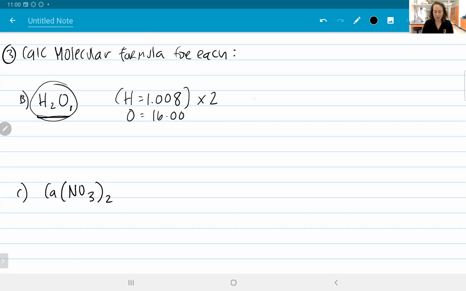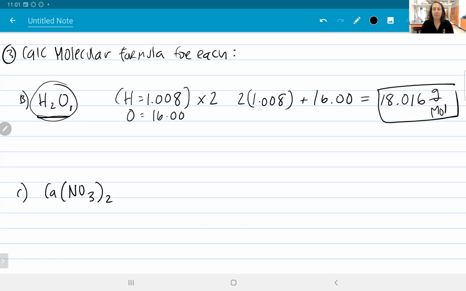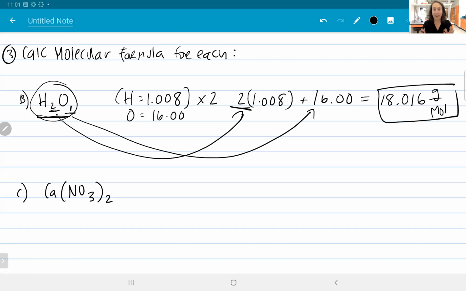So the formula mass would be 1.008 times 2, plus 16 from the oxygen, which equals 18.016 grams per mole. So again, when you see these subscripts, you have to take that into consideration. There's a 1 there in front of the oxygen when you're calculating the formula mass.